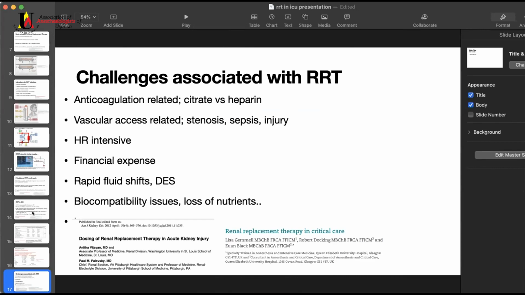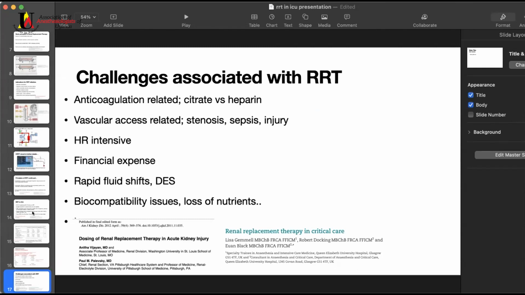And with that come the associated risks. Risk of HIT is the same. You may need to reverse it with protamine. They may end up bleeding. Then, of course, there are vascular access related issues: stenosis, sepsis, injury. And especially with CRRT, it is quite intensive, human resource intensive.